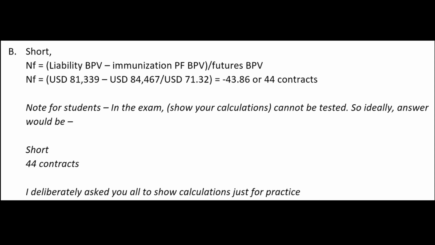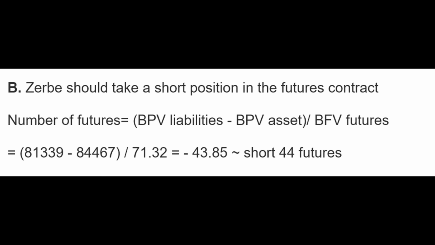So the calculation is done over here. It's coming to minus 43.86, rounded off to minus 44. That is 44 contracts short. I have written the note that in the exam they won't ask, show your calculation. So in the exam your answer should be short 44 contracts. That's it.